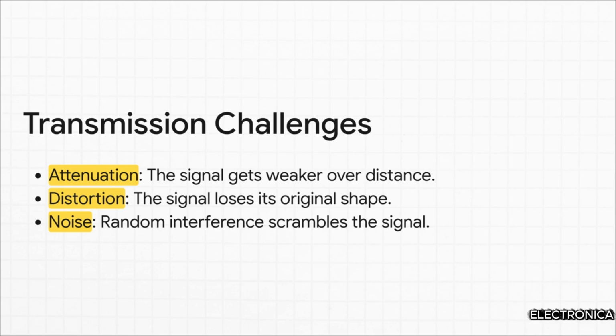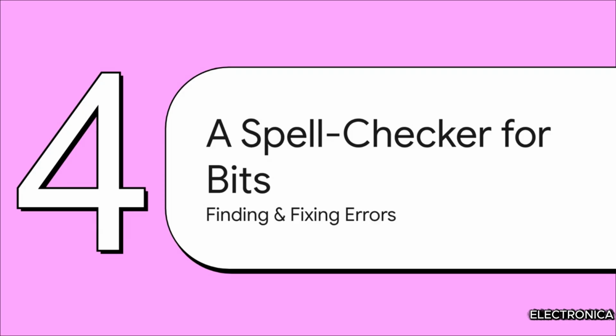And here's the absolute crucial takeaway from all this. The signal that arrives is never a perfect copy of the one that was sent. Ever. Okay, so if errors are pretty much guaranteed to happen, how does anything on the internet ever work? I mean, really. This is where some unbelievably clever engineering comes into play. We basically need a spell checker, but for bits.